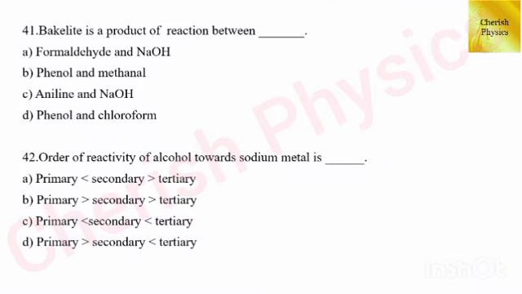41st question. Bakelite is a product of reaction between dash. The answer is option B, phenol and methanal. Methanal is nothing but formaldehyde. 42nd question. Order of reactivity of alcohol towards sodium metal is dash. The answer is option B, primary is greater than secondary, greater than tertiary.